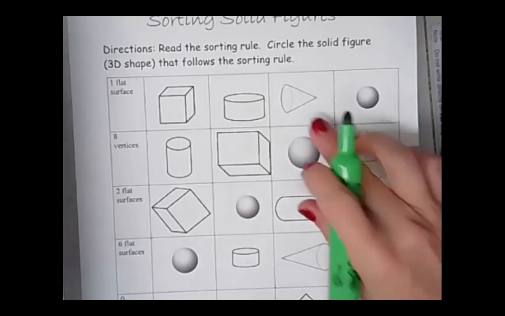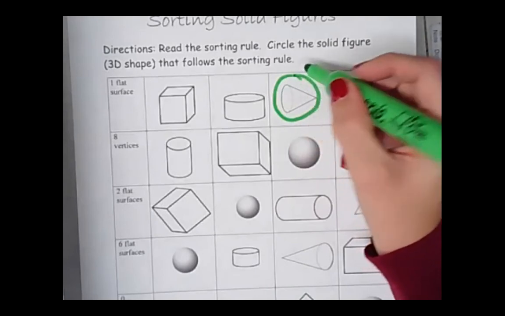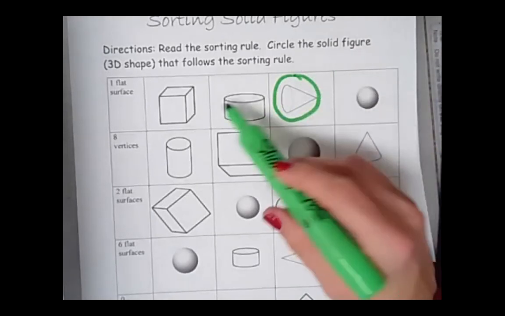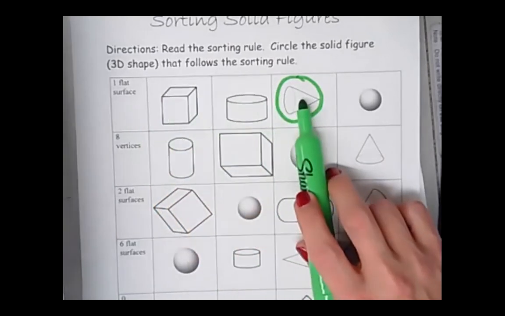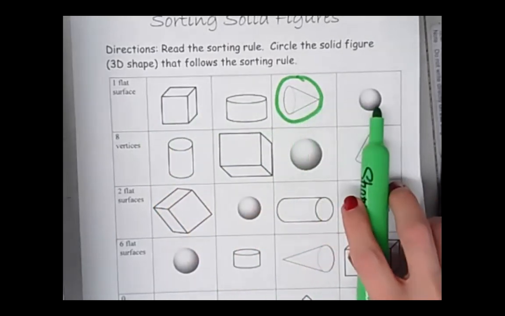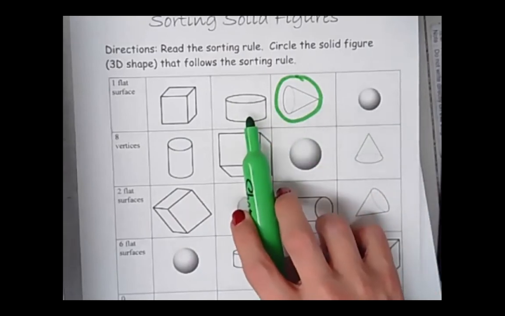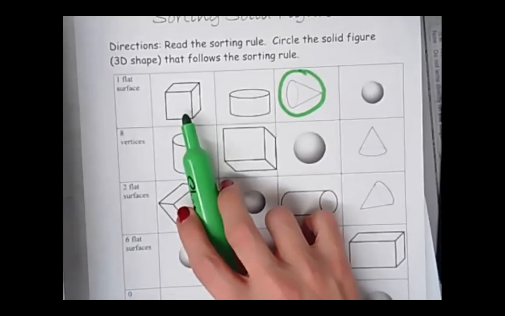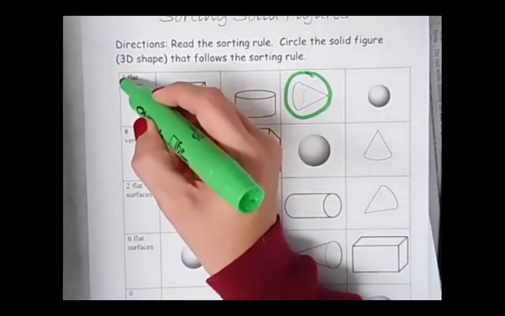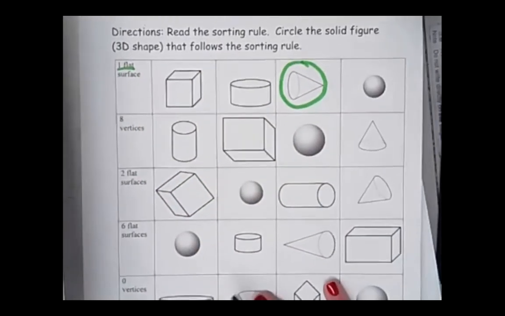Did you say the cone? That's right. I can see that the cone only has one flat surface, so I would only need to circle the cone. I know a sphere does not have flat surfaces, and the cylinder has two. The cube has 6, but the sorting rule says only 1. Let's look at our next one.